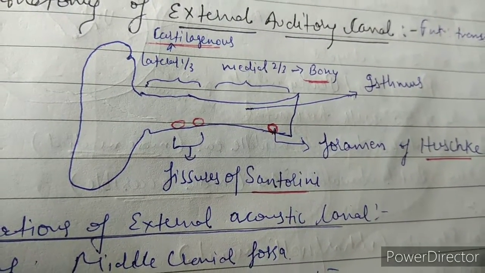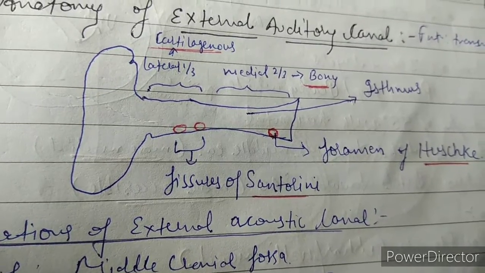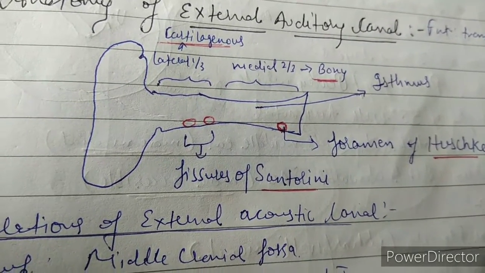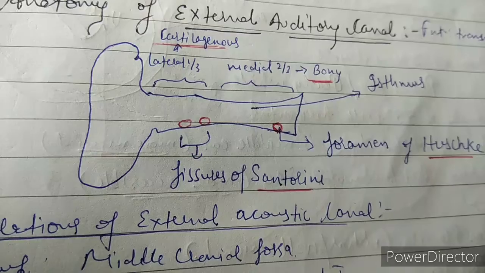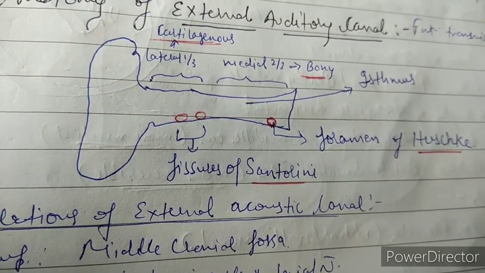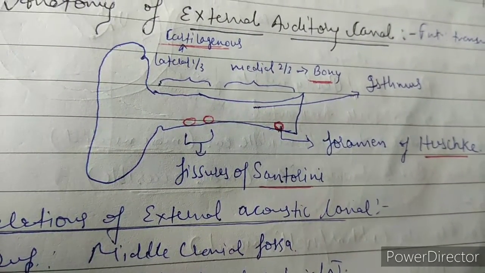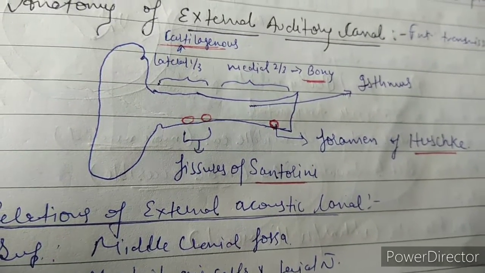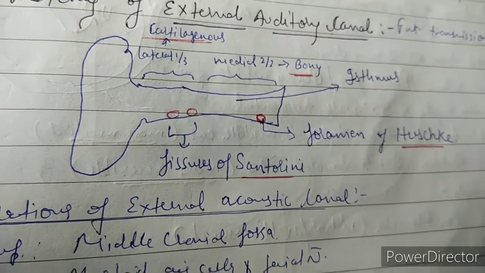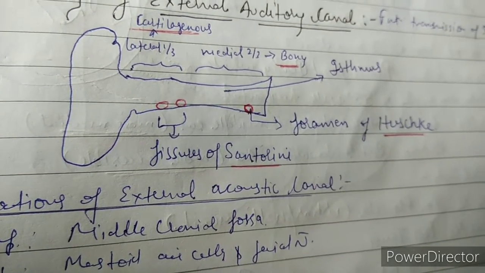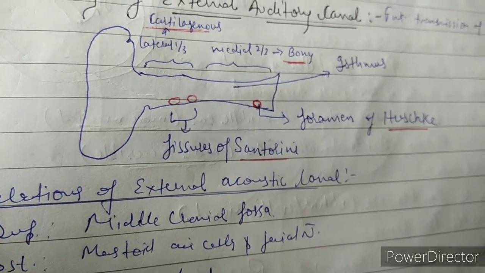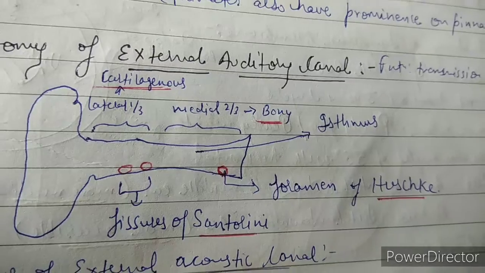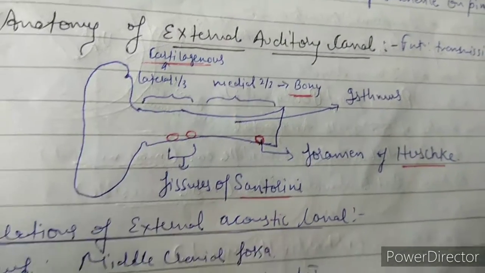6 millimeters lateral from the tympanic membrane, in the bony part of the external auditory canal, we have the narrowest area, which is known as the isthmus. In the cartilaginous part, the lateral 1/3, we have two deficiencies of cartilage, known as fissures of Santorini, and one deficiency in the bony part, known as the foramen of Huschke. So guys, this is exactly what is shown in this picture.